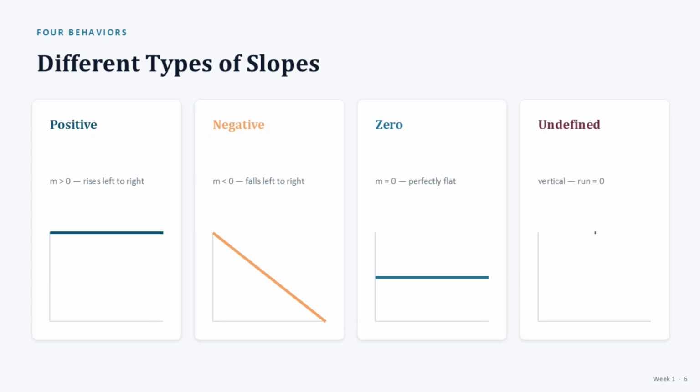There are four common types of slopes. A positive slope goes upward from left to right. A negative slope goes downward. A zero slope creates a horizontal line because the y value never changes. Finally, an undefined slope creates a vertical line because the x value stays constant. Understanding these four cases will help you quickly recognize different types of graphs.